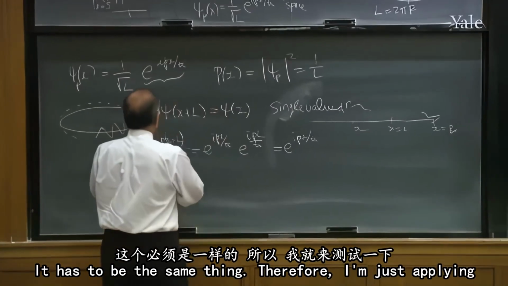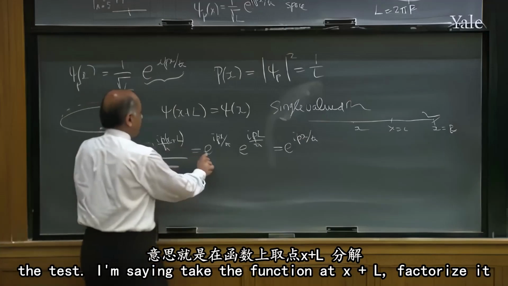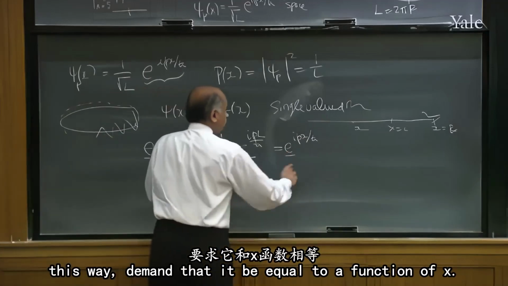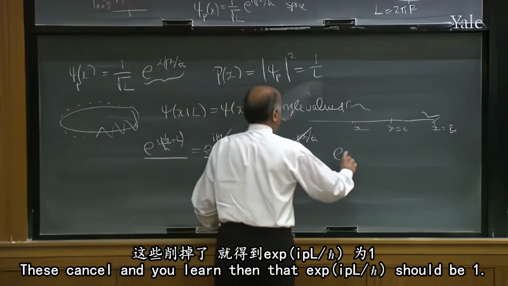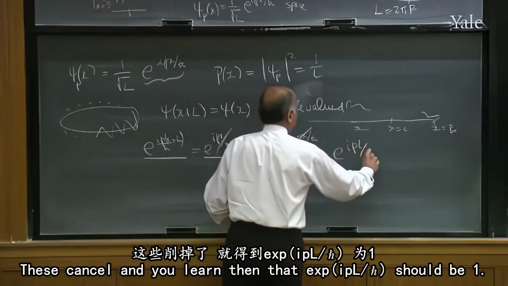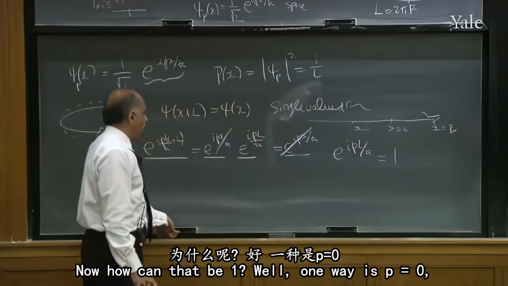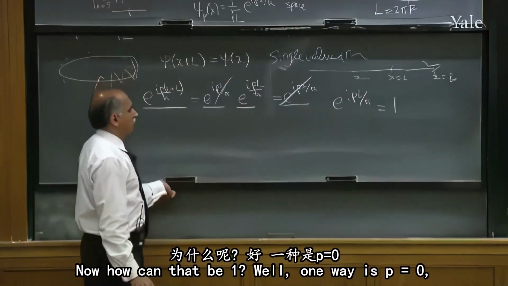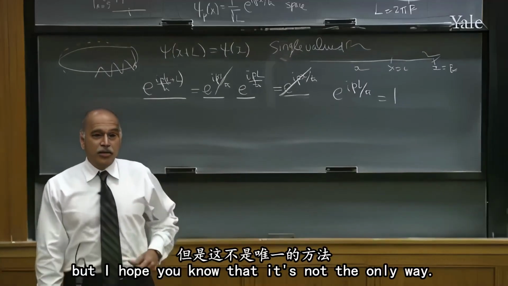Therefore, I'm just applying the test. I'm saying take the function at x plus L, factorize it this way, demand that it be equal to the function at x. These cancel, and you learn then that e to the ipL over h bar should be 1. Now, how can that be 1? Well, one way is p equal to 0. But I hope you know that it's not the only way.